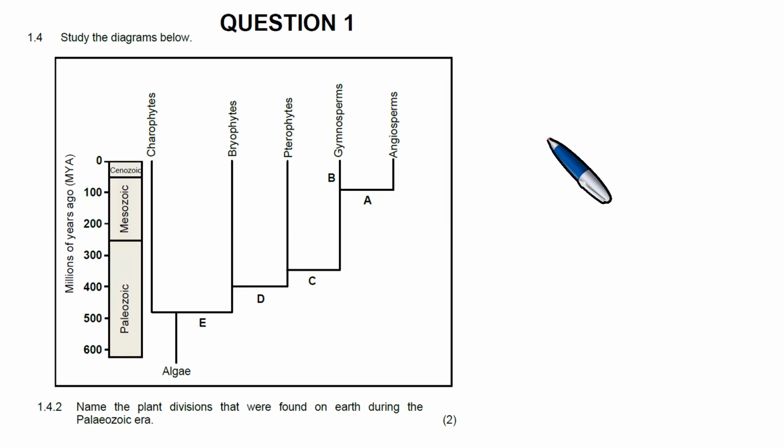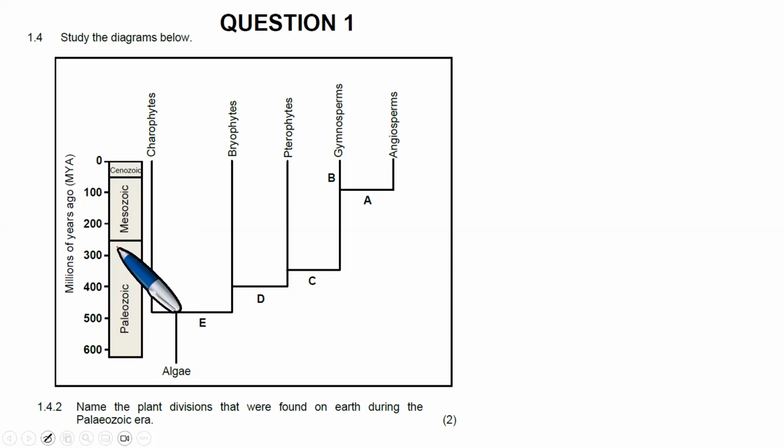1.4.2, we've seen the diagrams below, but you must be able to name the plant divisions. There are certain plant divisions that were found on Earth during the Paleozoic era. Now we are looking at the millions of years ago. Obviously, we are looking at zero, and then you're looking at the millions of years. You have 100 million years, 200 million, 300 million, 600 million, and then you have the Paleozoic and the Mesozoic, etc. So this is very interesting. You can really see that on average, between 0 to 100 million, we have the Cenozoic.